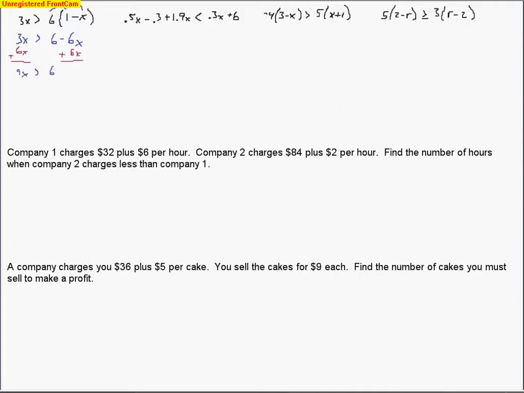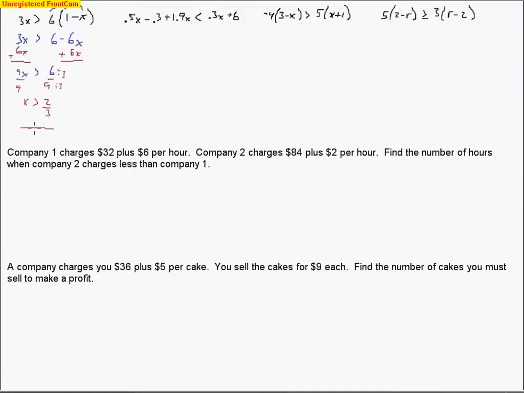Well, I've got one more step. I've got to divide by the 9. And I'm left with a fraction. I can reduce that fraction. That's what I'm going to do. I'm going to take out a common factor of 3 from both of those terms. And I'm left with x is greater than 2/3.